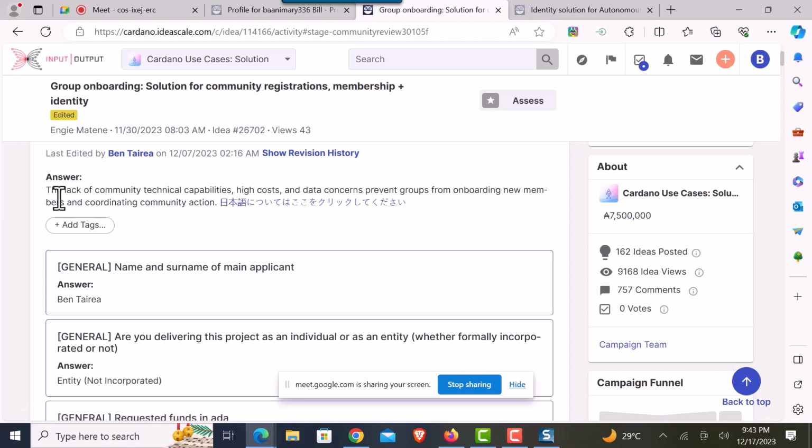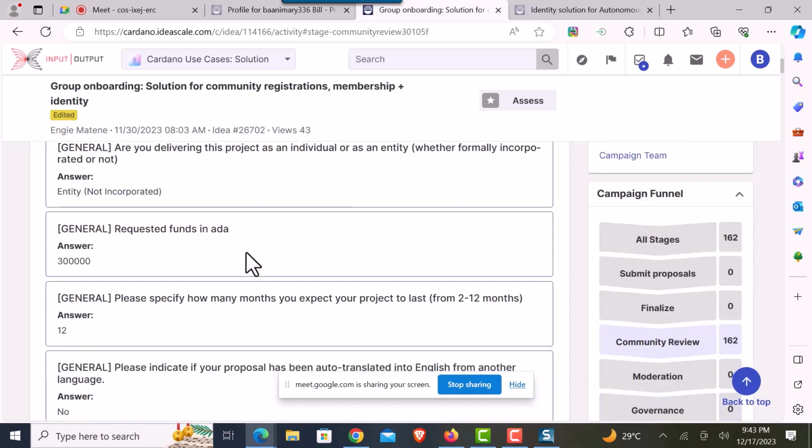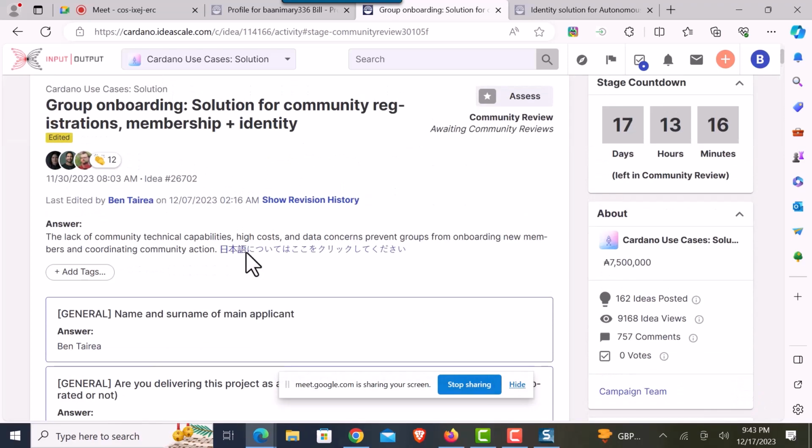Yes, so I hope you can all see where I am. That's the first part of the proposal, the lack of... yes, so I already read that. And I know it's under a solution. That's the Cardano use cases. Yes, with what I'm seeing already, I am convinced that the proposal is actually in alignment with the challenge setting.